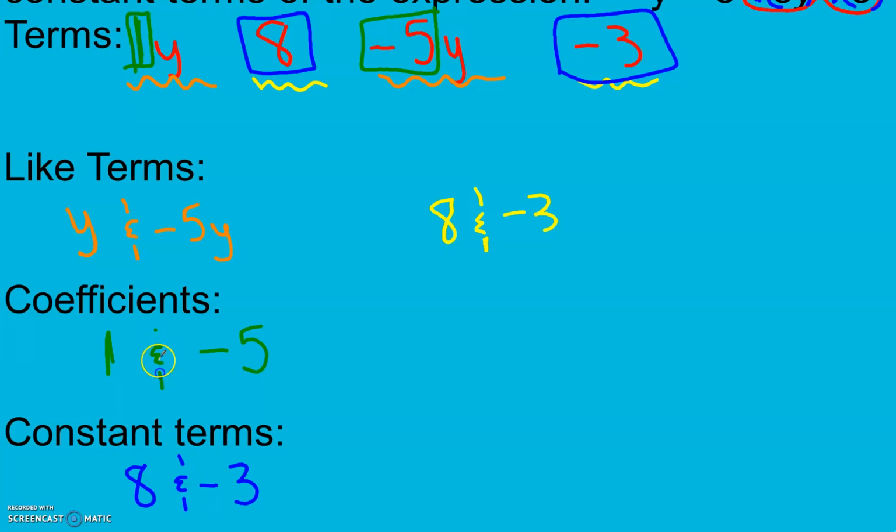So those are my terms, 4 of them, like terms, 2 sets, coefficients are just the numbers in front of my variables, so they go with this set, and my constants, which go there.